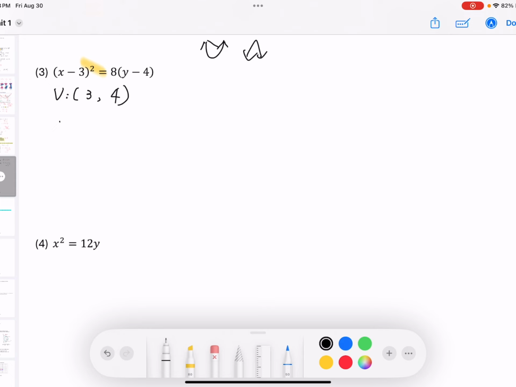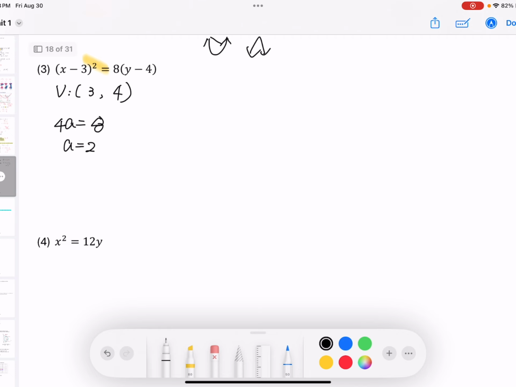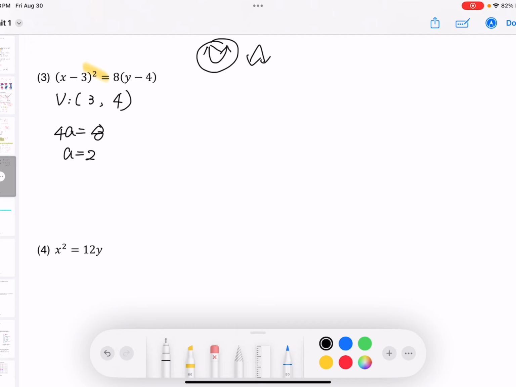Okay, what is the a? 4a is equal to 8. So a is equal to 2. Positive a, so we have an upward-opening graph. Okay, next let's find the focus and the directrix. By the given information, we can make a sketch. First, we can find our vertex, which is 3, +4. Let's see here. Okay, open upward. And the focus must be here, and the directrix maybe is here, for example. So it has the form y is equal to something.